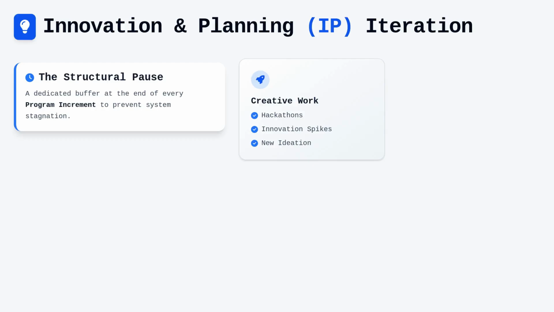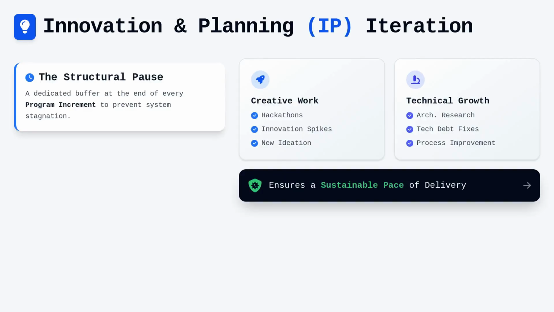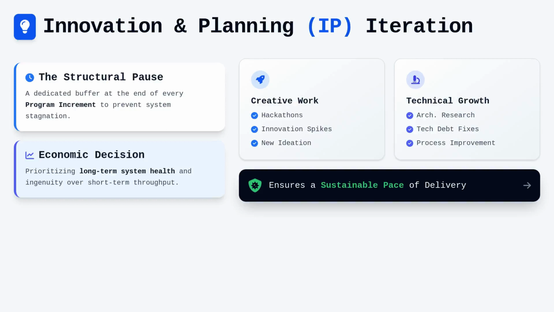long-term improvement. By intentionally carving out this space, organizations allow for the exploration of new ideas, technical spikes, and architectural research. This structural pause is not optional if you intend to maintain a sustainable pace of delivery over the long term. It is fundamentally an economic decision, prioritizing the health and ingenuity of the system over the short-term throughput of a single cycle.